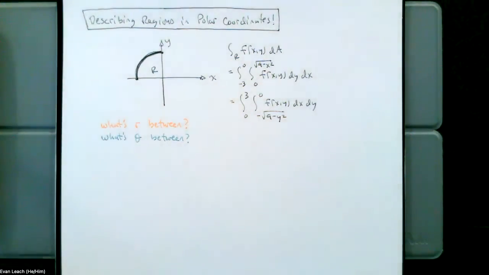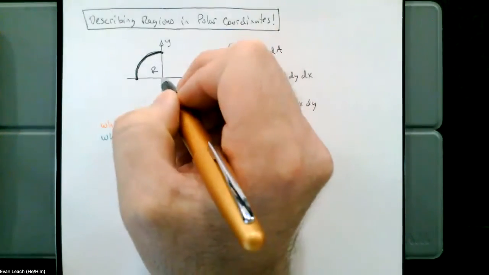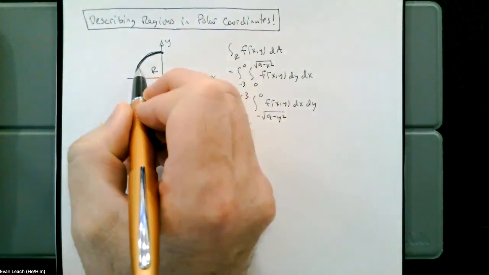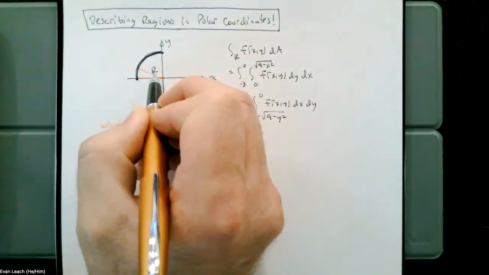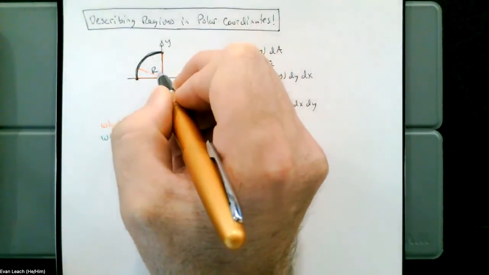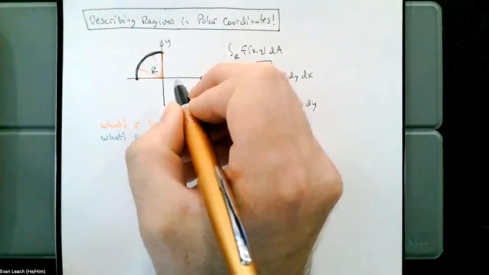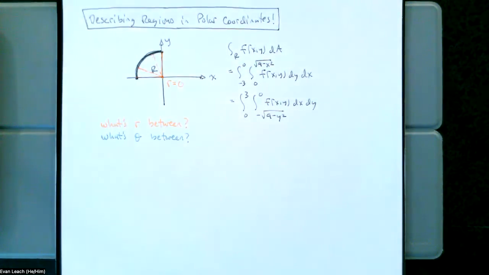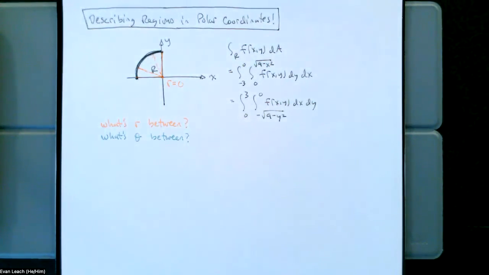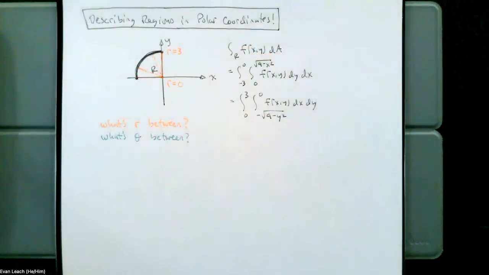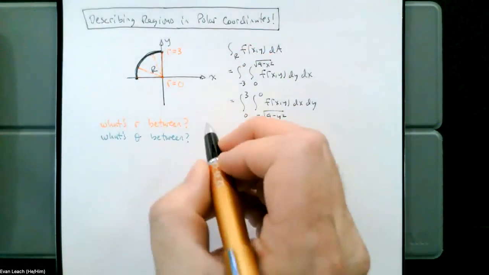So if we look at the r's, if we pick a typical value of theta, r starts here at the pole, and the r always goes out to the edge. Down here at the pole is where r is equal to zero. And this is a quarter of a circle. So all the points on that edge of the circle are 3 units away from the origin. So r goes from 0 to 3.